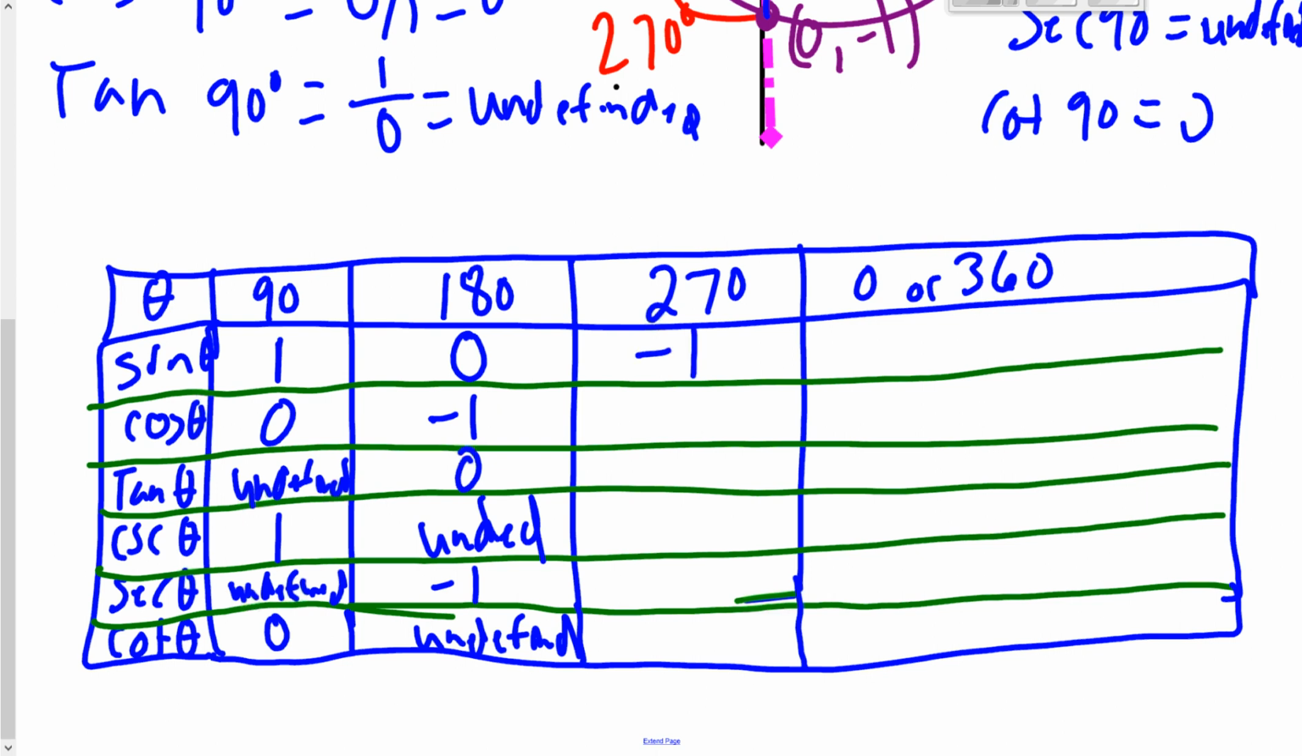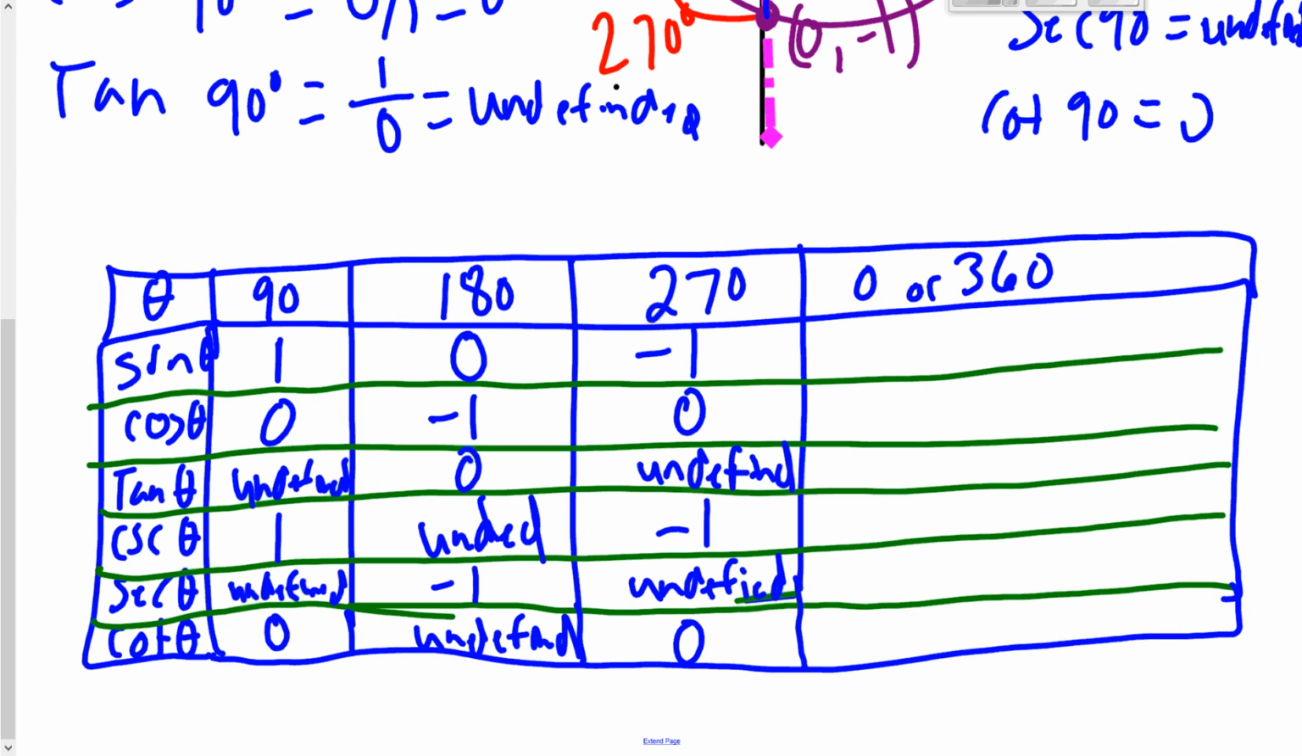This time it's negative. This time this is 0, right? Tangent again is undefined because my x is 0. Cosecant would be -1. Secant would be flipping cosine, so that would be undefined. And cotangent would be back to 0. So we can see how they're just kind of rotating back and forth.